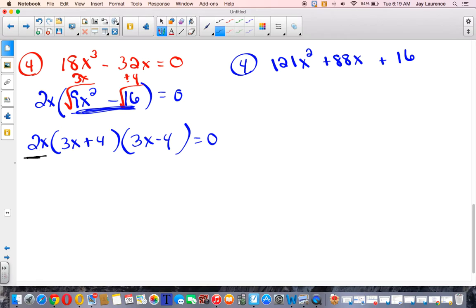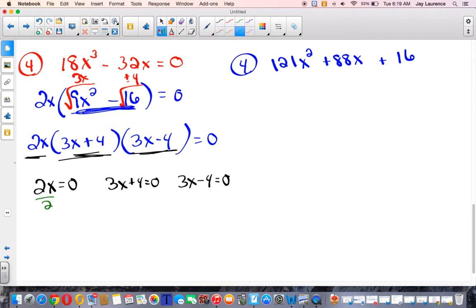So remember, I take each quantity, and notice I underline the quantities, even though this one's not in parentheses, it could be, and I set them equal to 0. I go 2x equals 0, and I solve for x. 3x plus 4 equals 0, and I solve for x. 3x minus 4 equals 0, and I solve for x. Okay, so this is still factoring, but I actually have to solve, using factoring to solve these.